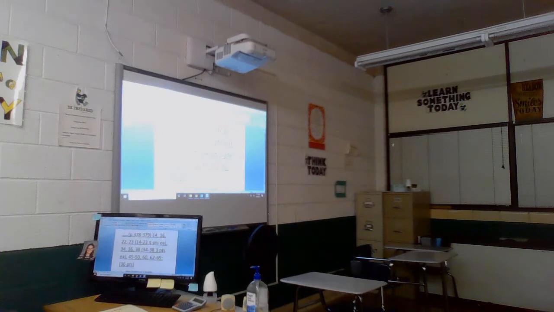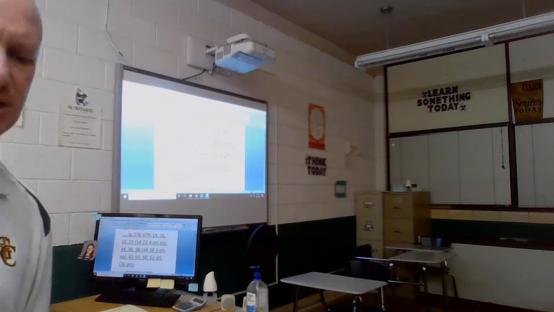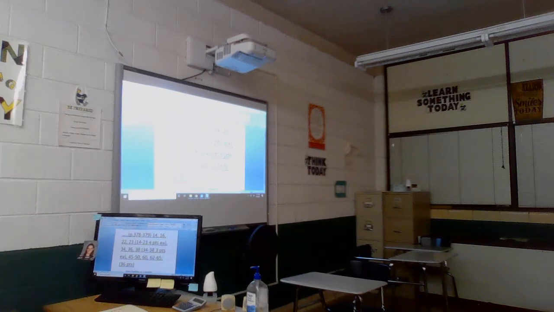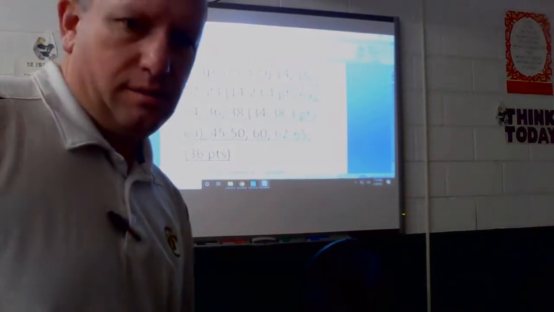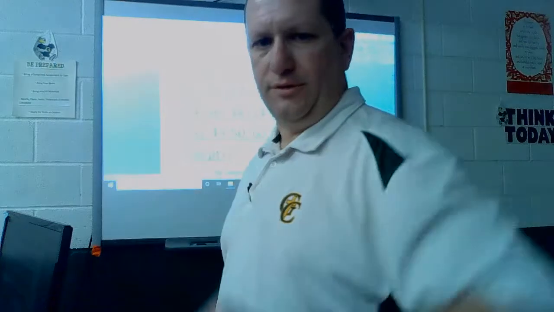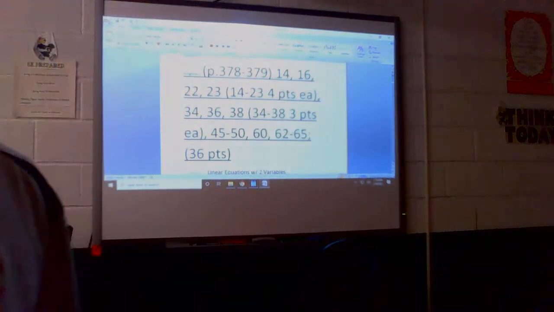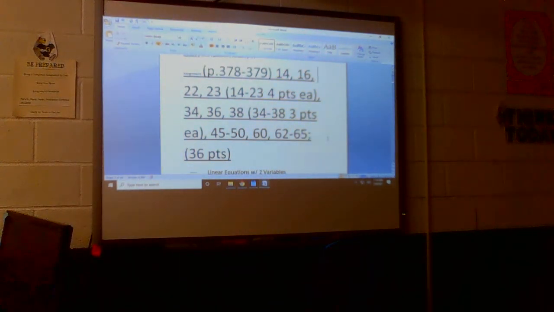Just because you plot the points on the graph does not mean that you actually graphed it, sorry. You didn't actually graph it. So you got to make sure that you take your time and connect the dots. So you got to make sure that you connect your dots and put the little arrows at the end of the line. All right? So if you got any questions, come in and see me.